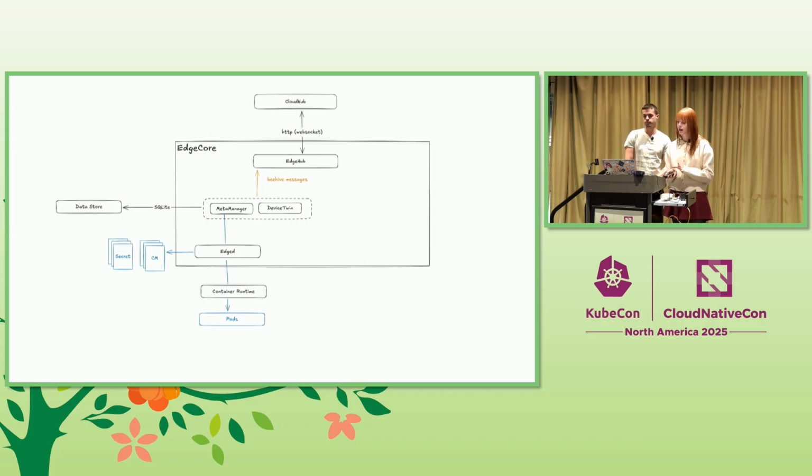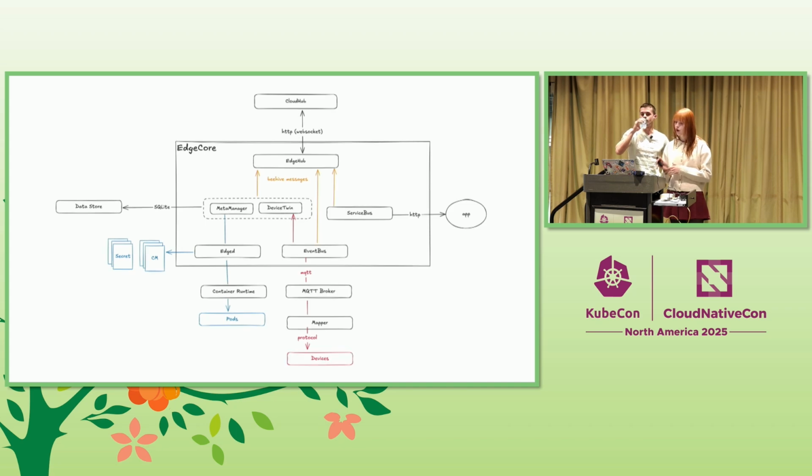And all of the communication at the Edge goes through this messaging layer that is unique to KubeEdge, which is called Beehive. On top of that, you also get two buses. The first one is the event bus, which integrates with MQTT. This connects Edge modules and device mappers, which we're going to talk about in a moment. And then the service bus, which provides HTTP communication with local apps and APIs.